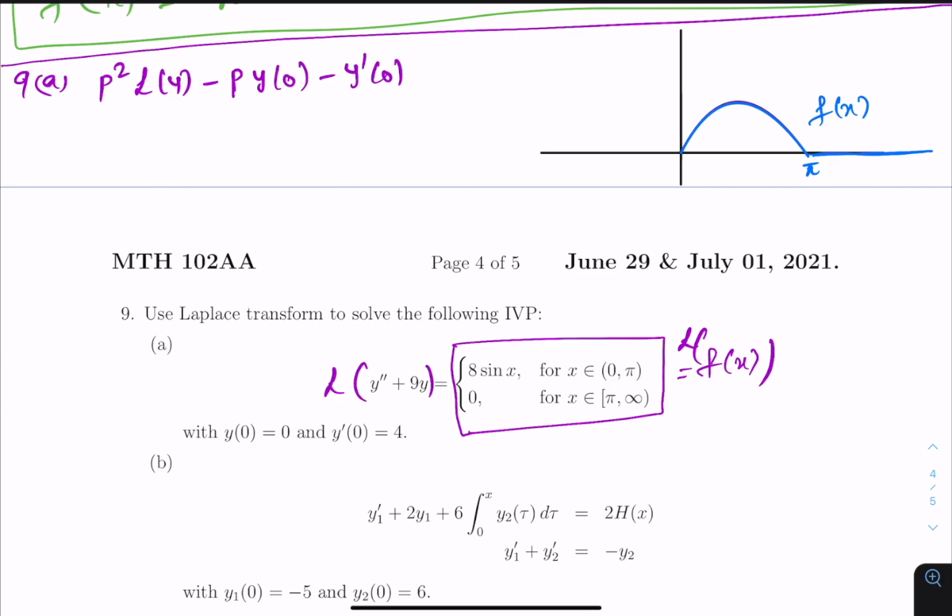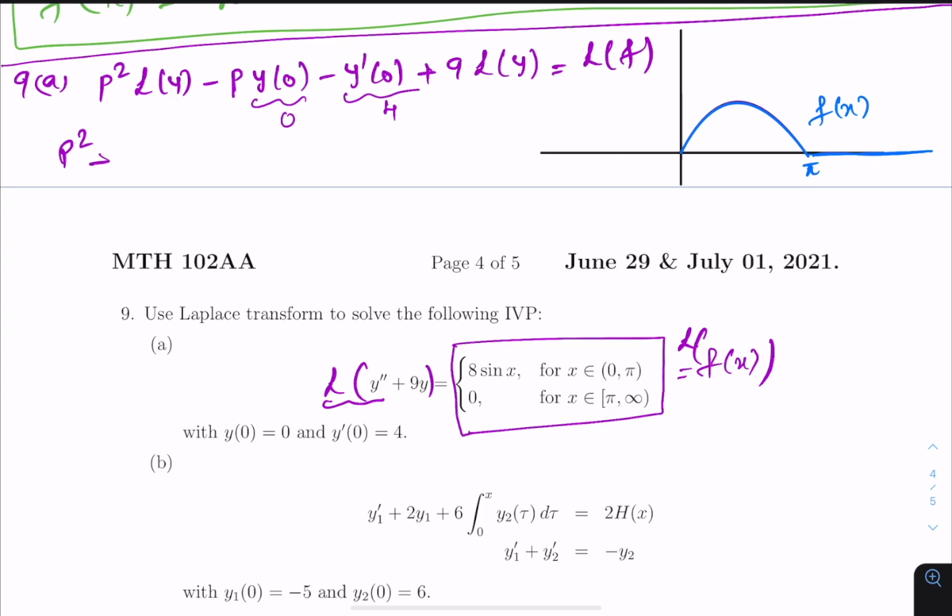So this one term gives you these three terms here, plus 9 times the Laplace transform of y is equal to the Laplace transform of f, right? So y of 0 is equal to 4 is given, y prime of 0 is equal to 0 is given, so this basically becomes p square plus 9 times the Laplace transform of y is equal to the Laplace transform of f.